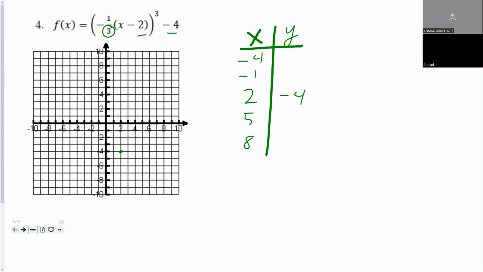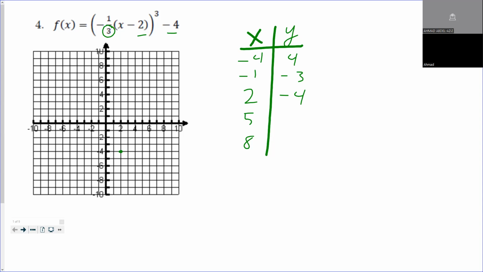So when I plug in negative 1, I'm just going to do it all in my head. When you put in negative 1, you get negative 1 minus 2, which is negative 3. Negative 3 times negative 1/3 is a positive 1. 1 cubed is 1, minus 4 is negative 3. So when x is negative 1, you get negative 3. When x is negative 4, you have negative 4 minus 2, which is negative 6. Negative 6 times negative 1/3 is a positive 2. 2 cubed is 8. 8 minus 4 is 4.